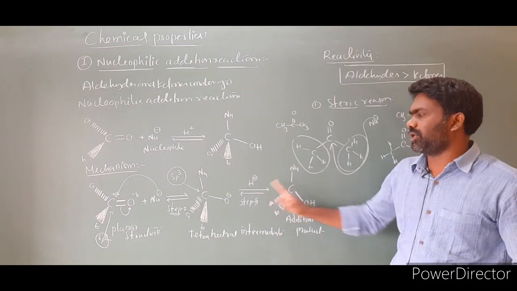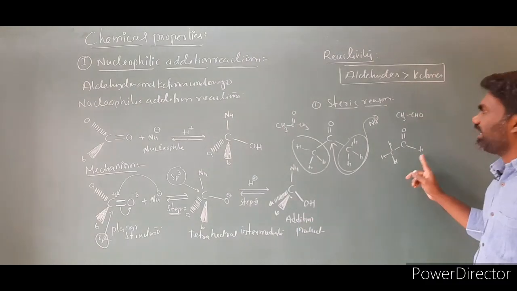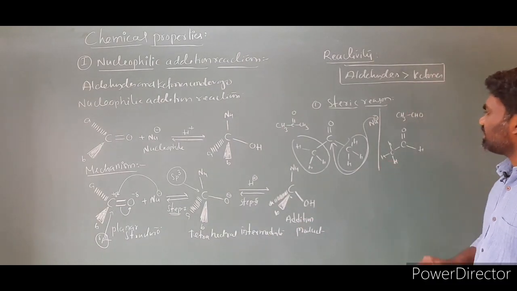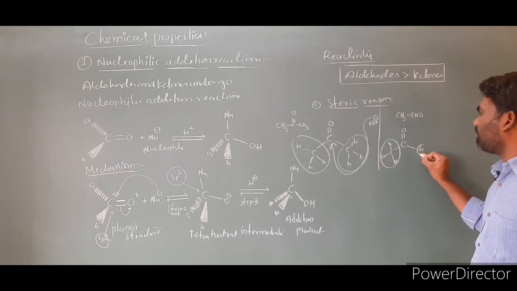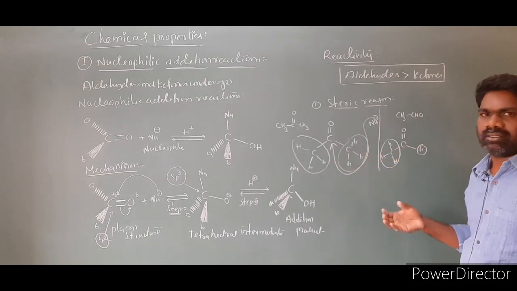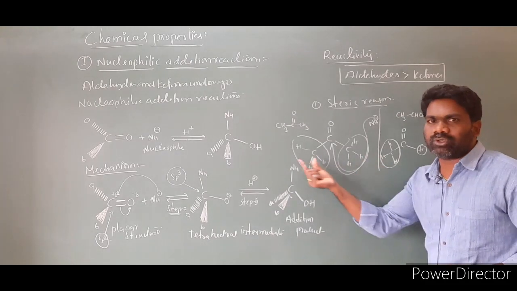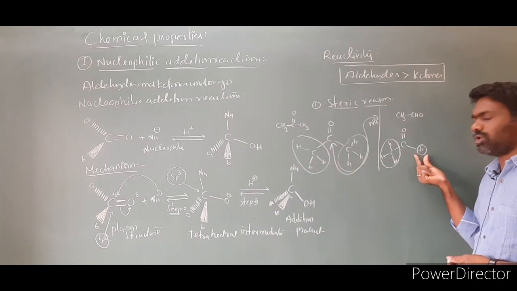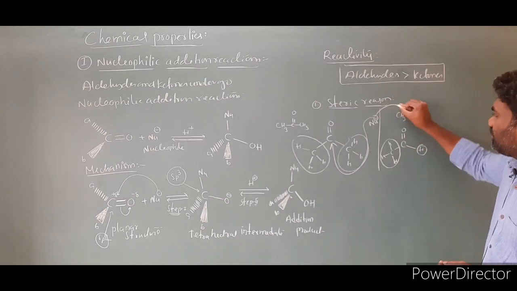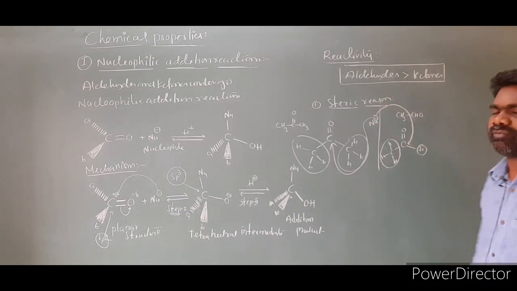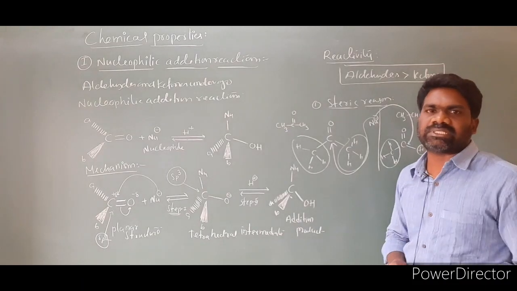the addition product. But in the case of aldehydes, look at the aldehyde structure. In the case of aldehyde, on one side there is a bulky group and on the other side there is just a hydrogen. You can compare here. There are two large bulky groups here, but here there is only one small hydrogen in the aldehyde. The nucleophile can easily approach this carbonyl carbon and form the bond. So this is the steric reason.